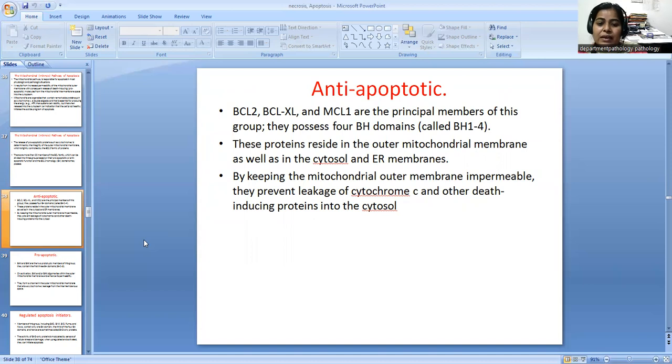BCL2, BCL-XL, and MCL1 are the principal members of the anti-apoptotic group. They possess four BH domains, called BH1 to BH4. These proteins reside in the outer mitochondrial membrane as well as in the cytosol and the ER membranes. By keeping the mitochondrial outer membrane impermeable, they prevent leakage of cytochrome c and other death-inducing proteins into the cytosol.